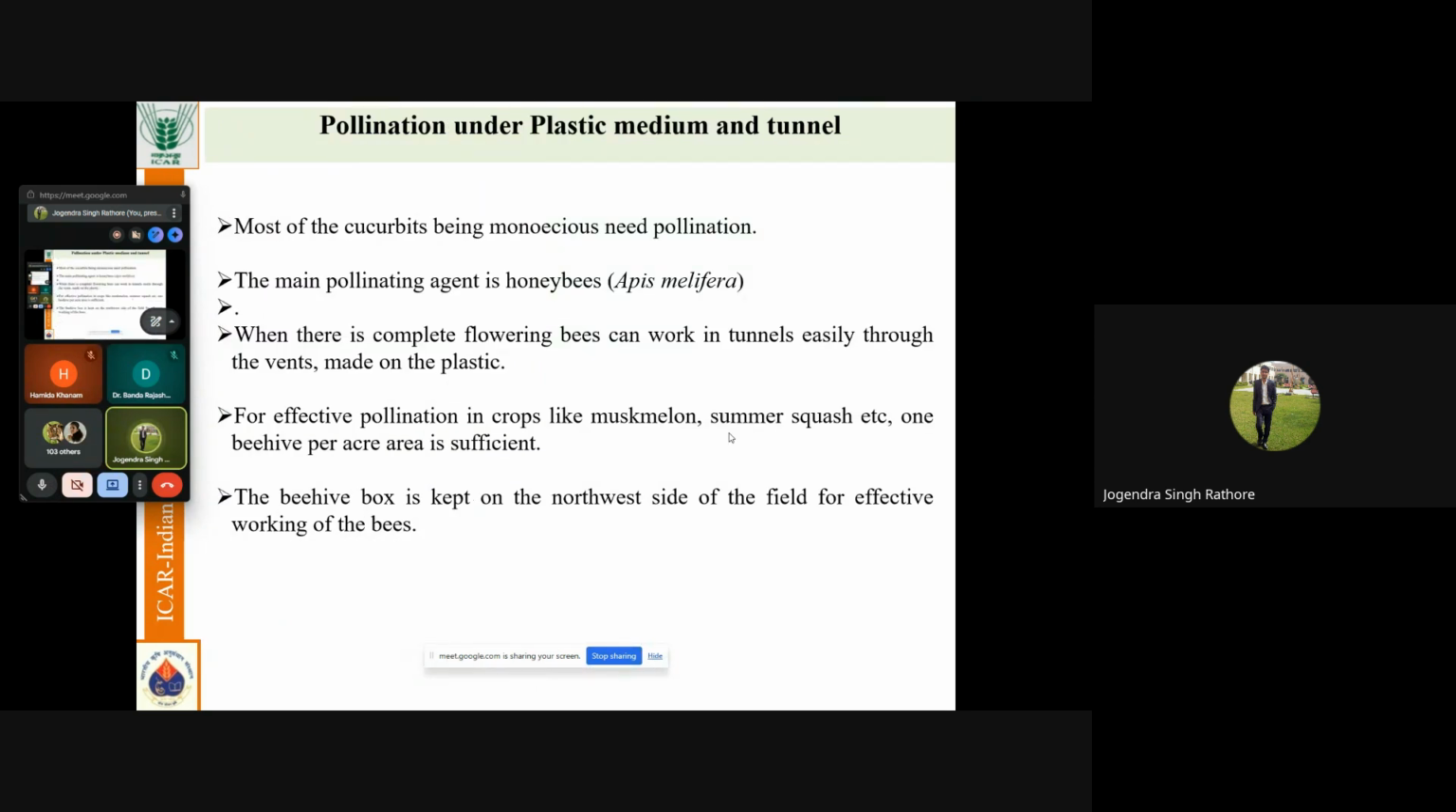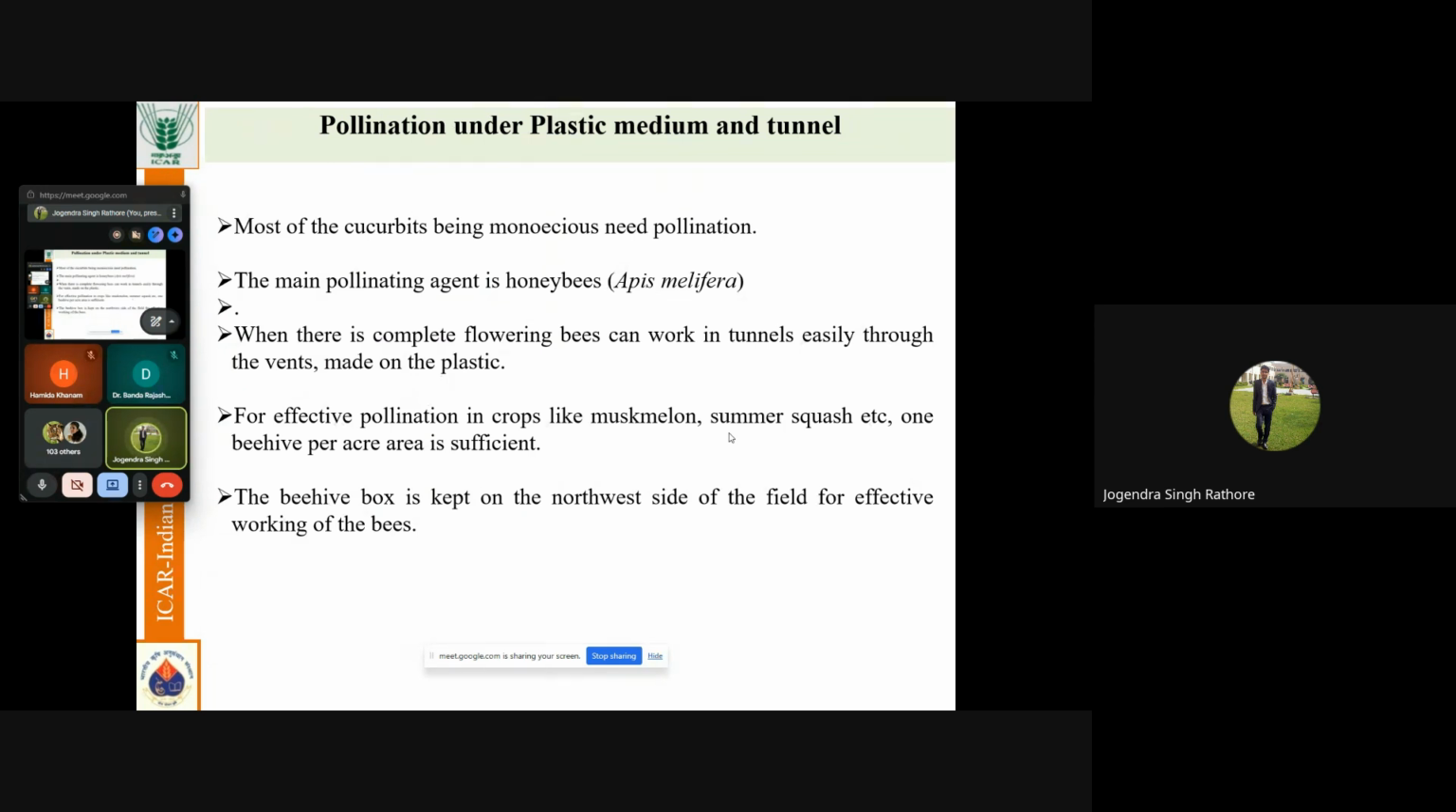Now, pollination under plastic or medium tunnels. As we all know, these cucurbits are cross-pollinated crops with various sex forms, so they need proper pollination for fruit set. If there is no pollination in cucurbits, then there is no fruit set. Mostly they are monoecious and need pollination, so we have to facilitate pollination in low tunnels or plastic medium tunnels.